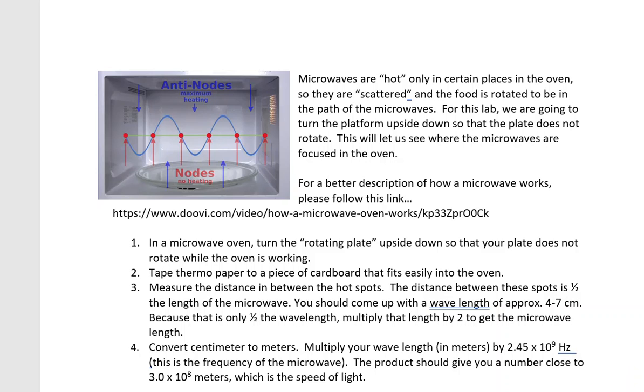I take 0.085 meters, multiply that by the frequency, and that should give me the speed of light, because the wavelength times the frequency, when we're talking about electromagnetic radiation, gives us the speed of light, and that's 3.0 times 10 to the 8th meters per second. And that's how we are going to measure the length of a microwave, and then verify that by seeing how close we come to the speed of light. Okay, and that's how we're going to measure the length of a microwave.